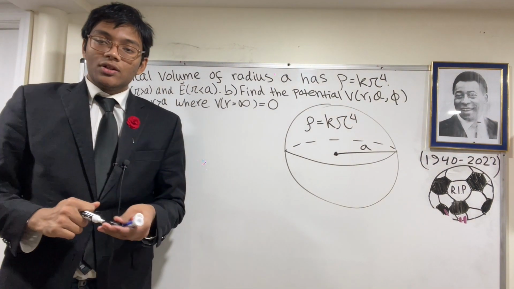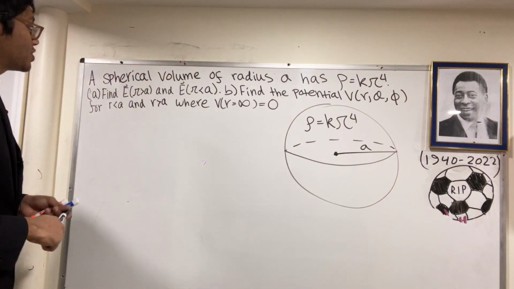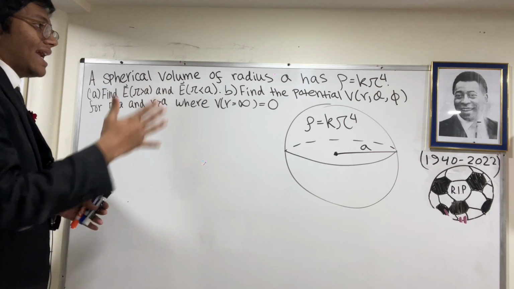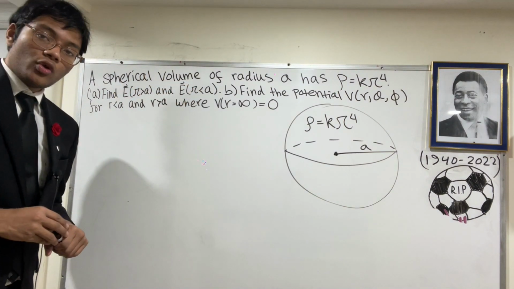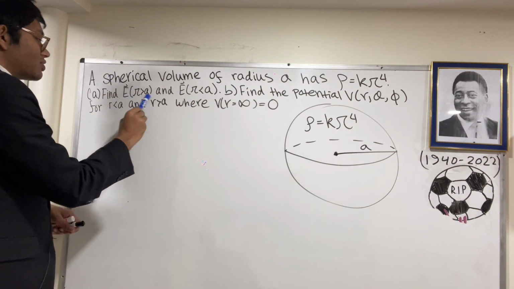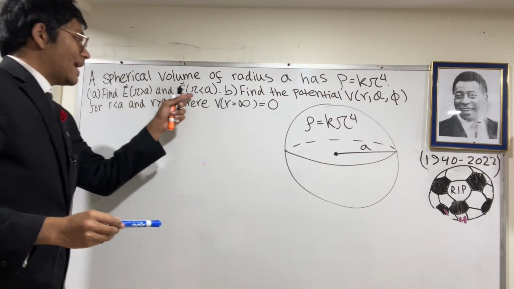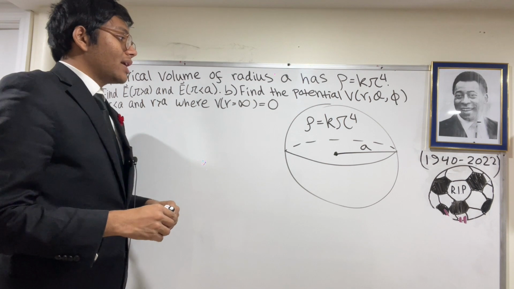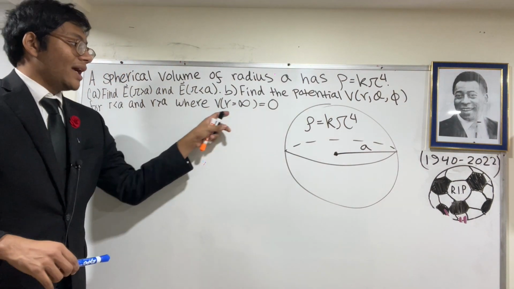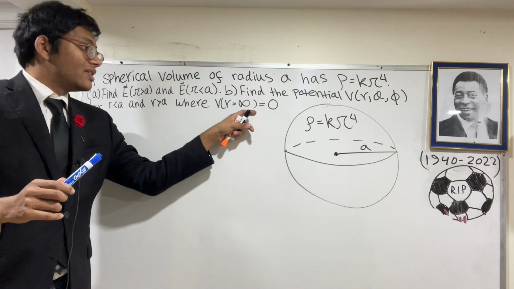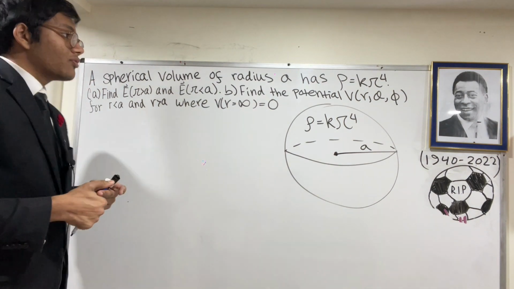Alright folks, let's take a look at problem 1, which says a spherical volume of radius A has the following charge density. The volume charge density is k r to the fourth. We are asked to find the electric field outside the sphere and inside the sphere. And then we are asked to find the electric potential given that the ground is at spatial infinity. Okay, so let's start with part 1.